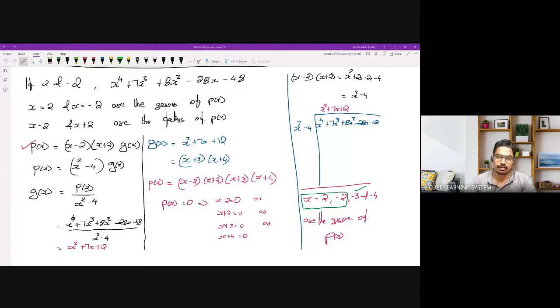You should identify the method. First we write the factors of p of x. Then the polynomial is equal to the factors into the new polynomial g of x. That g of x we should calculate. So g of x equals, taking the factors to the left side, a division. By applying the long division method, we can find g of x. On factorizing g of x, we can find the zeros. What you should identify is the method that we are using to solve the problem.